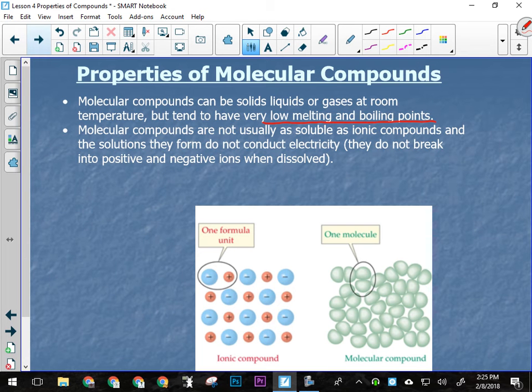All right, water is a good example. It is a liquid at room temperature. It has a low melting point, 0 degrees Celsius. It also has a fairly low boiling point at 100 degrees Celsius.